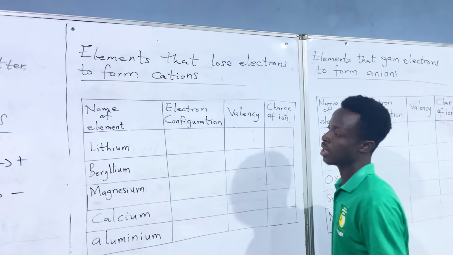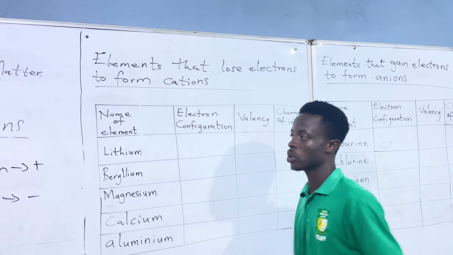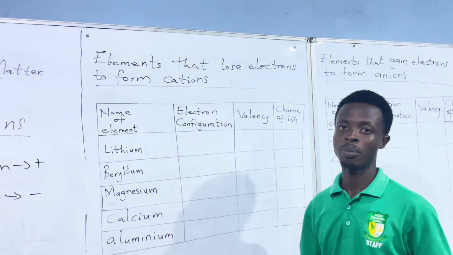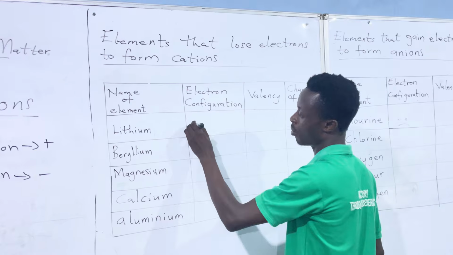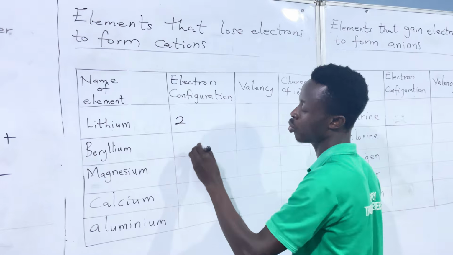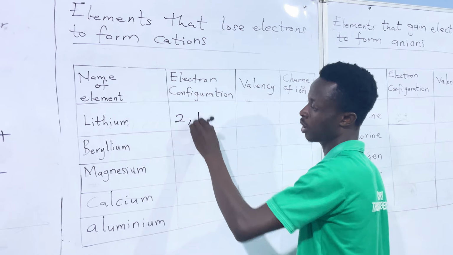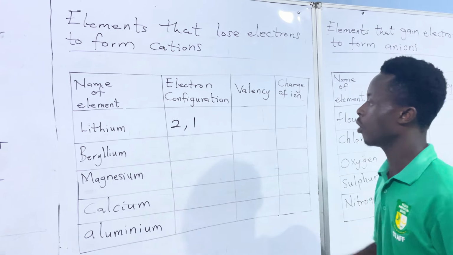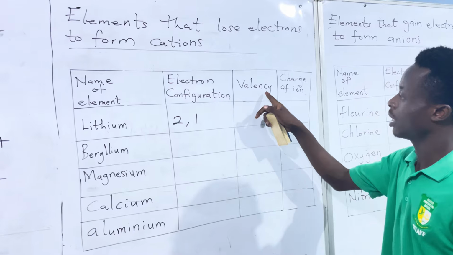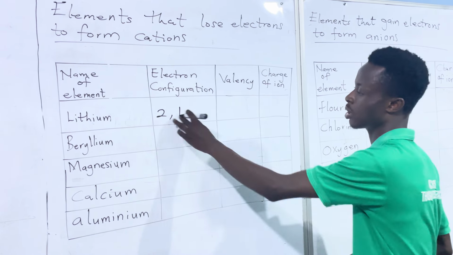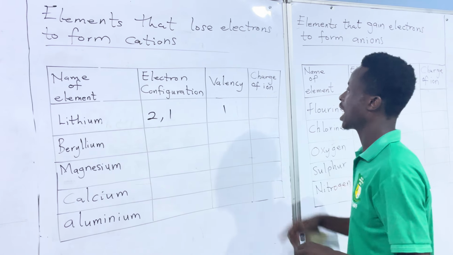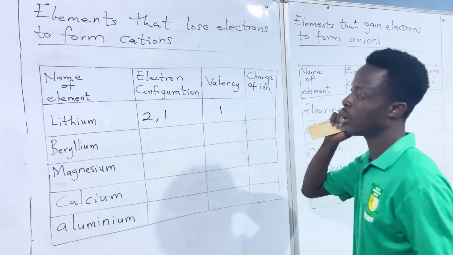Alright, so the first one is lithium. The atomic number of lithium is 3. So we have the first shell taking 2, then we are left with 1. From here, we can find the valency electron, that is 1. So the charge, let's look at the charge.